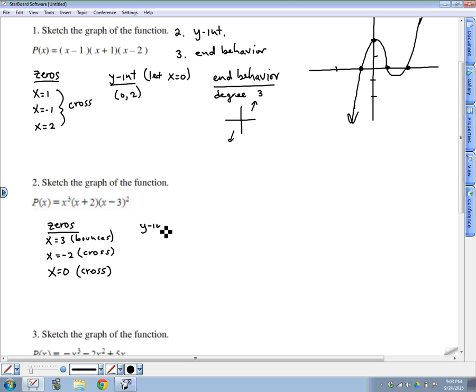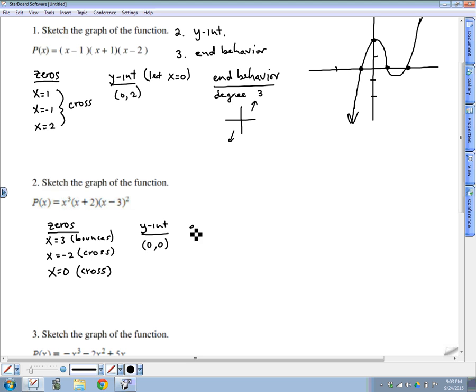Now the y-intercept. If you let all the x's equal 0, 0 here, 0 here, 0 here, you don't even need to worry about these because 0 to the third power is 0, and 0 times anything makes the whole thing turn into 0. So y-intercept is 0, 0.